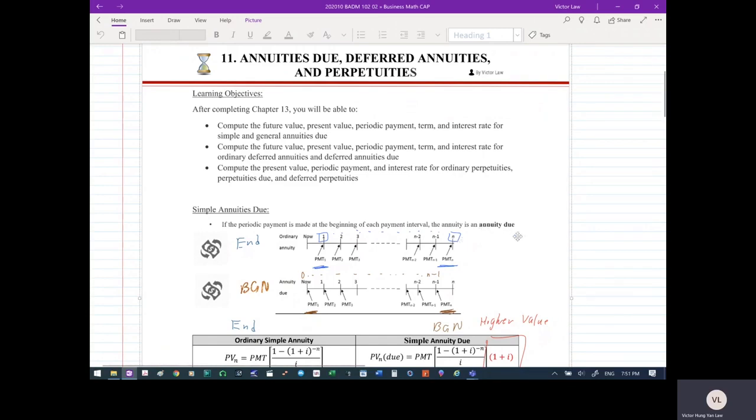So under an annuity due, the payments are at the beginning of the period. So our payments go from period 0 all the way to N-1. Okay, so that's the difference. End of the period goes from period 1 all the way to period N, and then for beginning of the period, it goes from period 0 all the way to N-1.